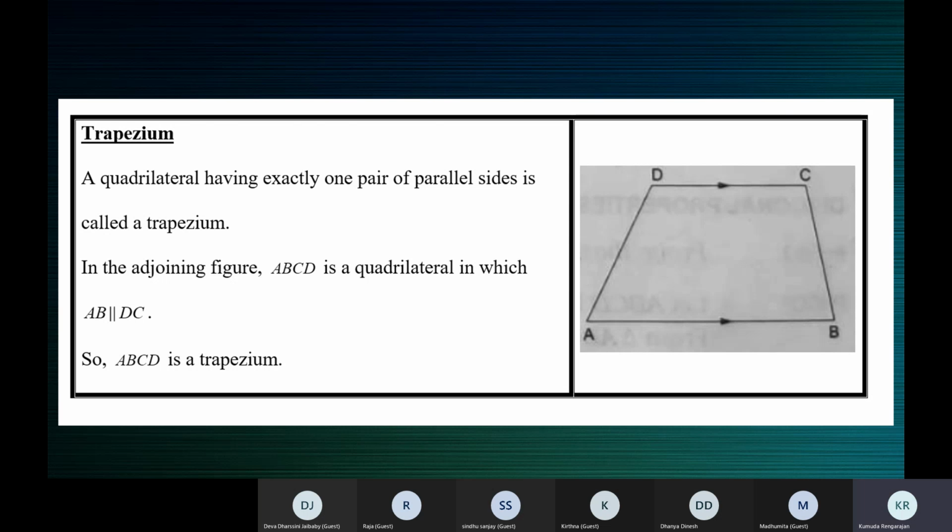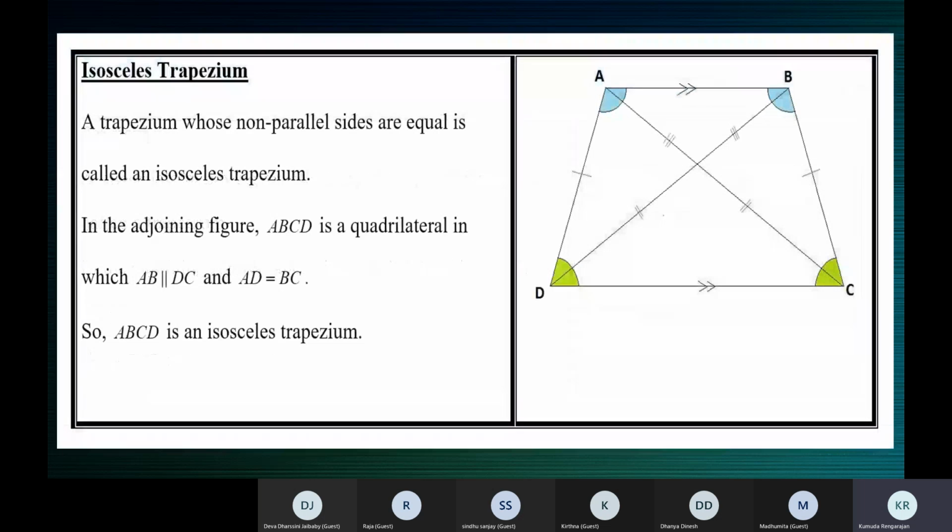Now, children, one question for you: can a parallelogram be called a trapezium? Now, let me make my question clear. Is a square a parallelogram? Can you call a square a parallelogram? Yes, ma'am. Why? How can you call a square a parallelogram? What is the definition of a parallelogram?